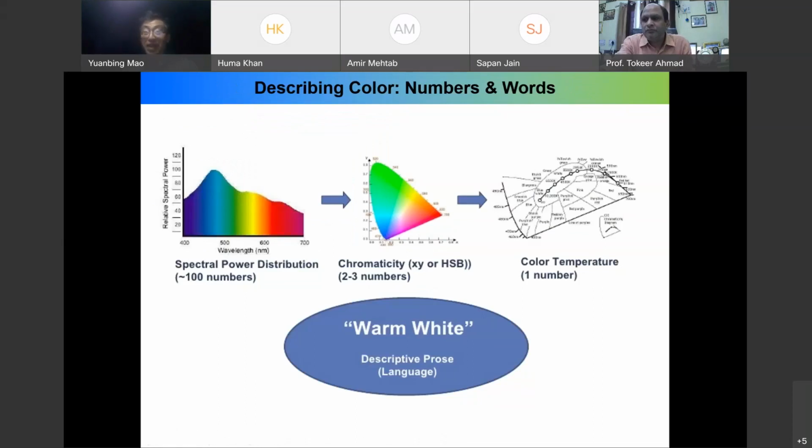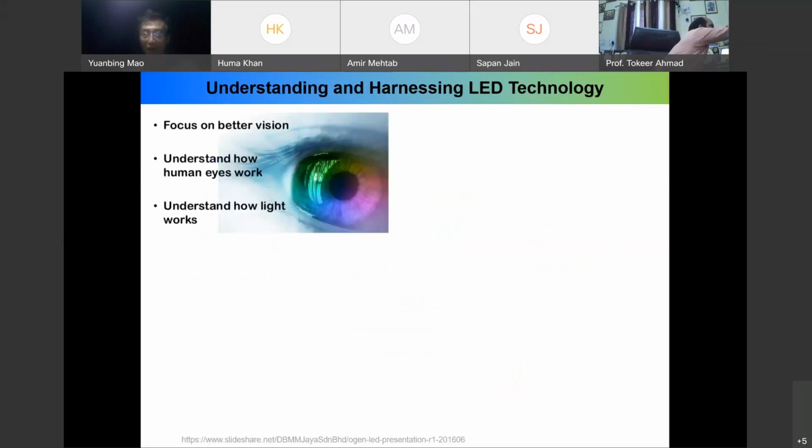To describe color, something very important for us to understand is that it's related to us, to our eyes, to our vision. It's not just related to the phosphors or the lighting sources themselves. So that's why I want to bring this up a little bit, to understand how human eyes work, and how light works as well.